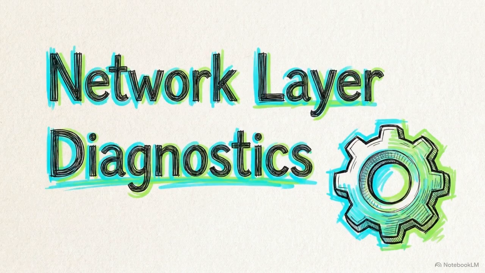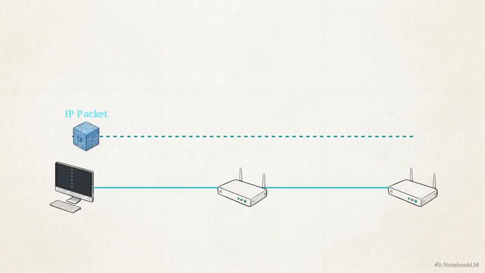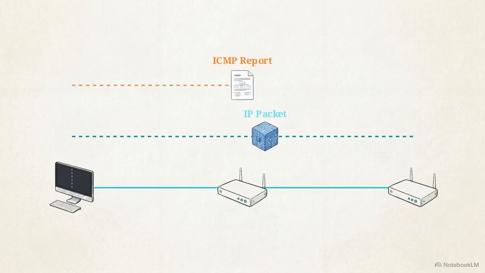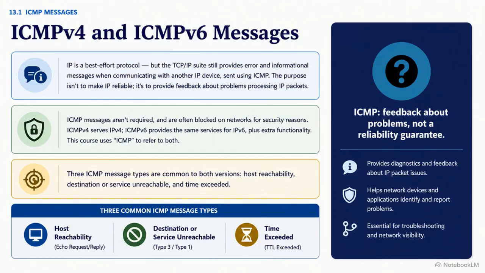The TCP/IP suite addresses this lack of visibility through the Internet Control Message Protocol, or ICMP. It acts as the diagnostic sensor for the network layer. ICMP generates error reporting and diagnostic data regarding how IP packets are processed as they traverse a network. As this graphic illustrates, ICMP provides feedback about problems rather than a reliability guarantee. It allows a stateless protocol to function at scale by providing the data required to troubleshoot processing issues.